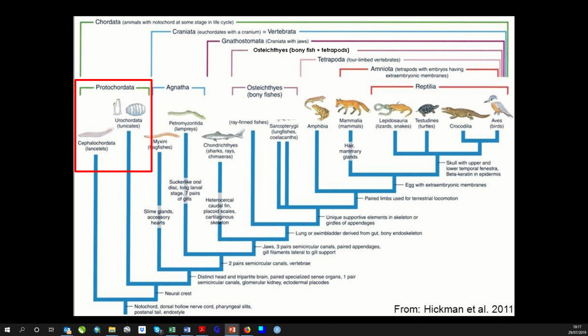So the only other pre-chordata group that we're going to look at this week is going to be the cephalochordates. And after the cephalochordates, we're going to start moving on to the fishes, which is the vertebrata group.